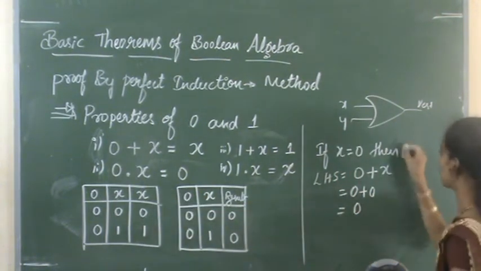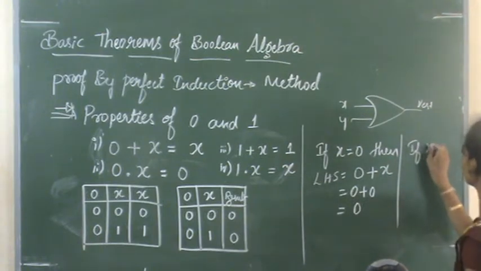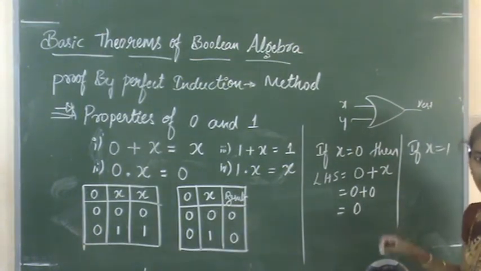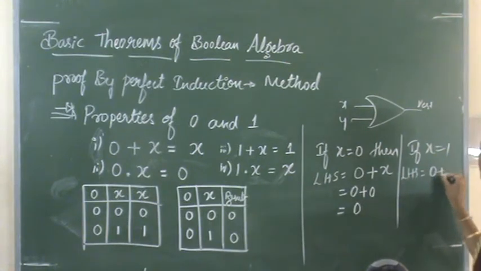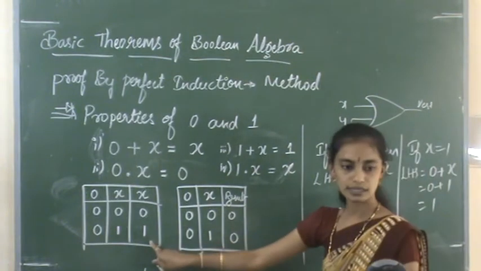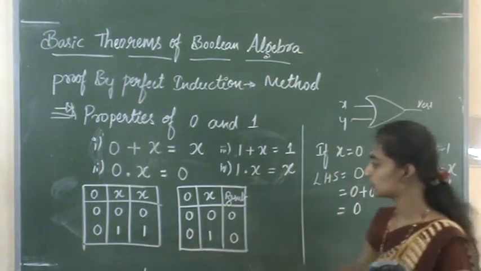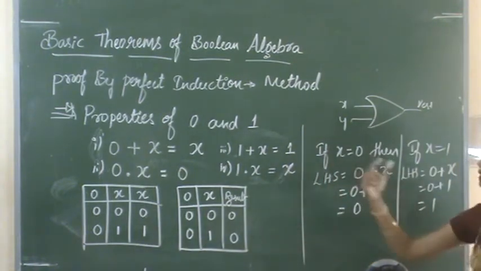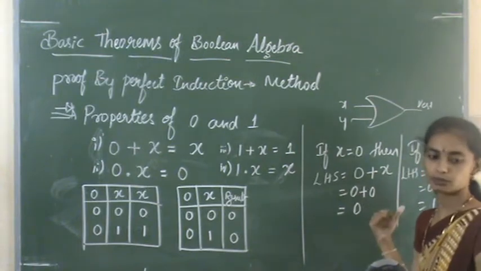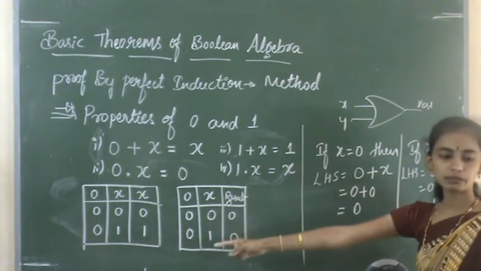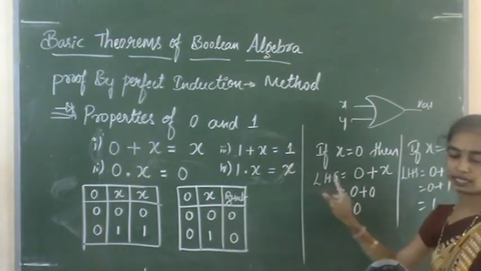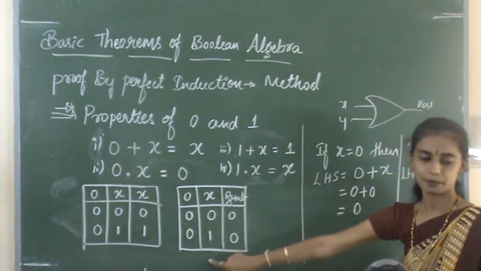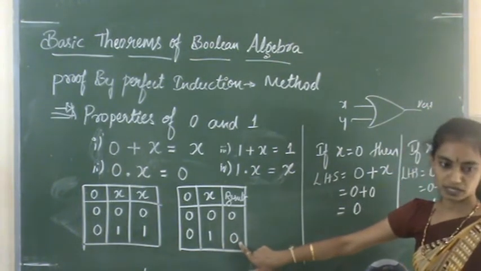Suppose I give x is equal to 1. Okay. So if x is equal to 1, 0 plus x, right? 0 plus 1 is 1. So you will get the result 1. Okay. So likewise we have to prove the theorem by the algebraic method and by using the truth table also. This is by the algebraic method, this is by the truth table. Okay. So now we will perform this operation.